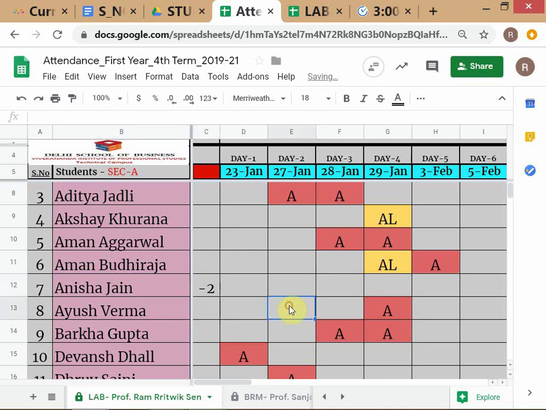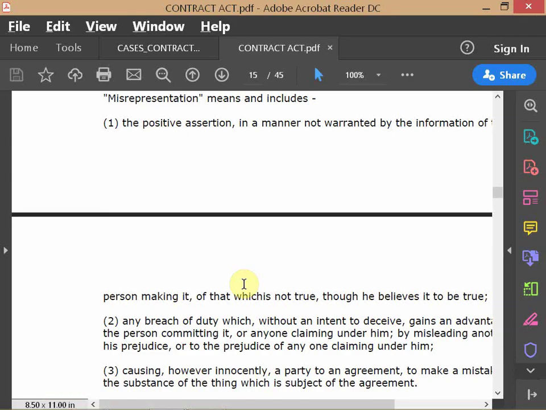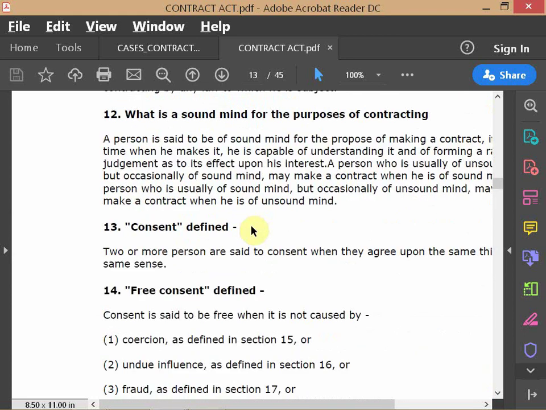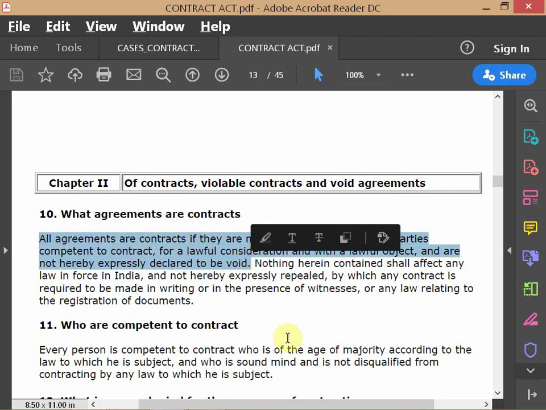All right. This is a valid question, because for any agreement, the question will arise: how do we know that this is a contract? So you have to go to section 10, where there are 5 filters. If you see how section 10 is worded, we are mainly concerned with the first part of section 10, this part here.